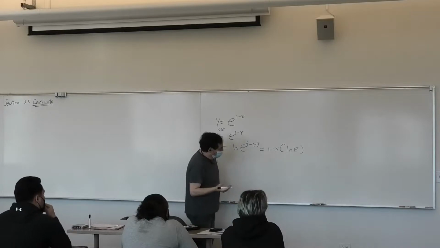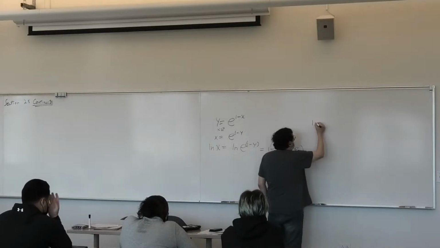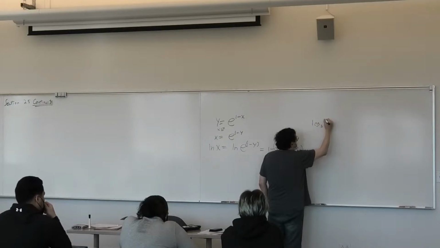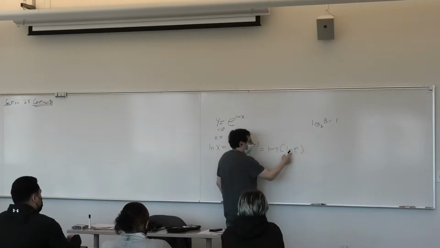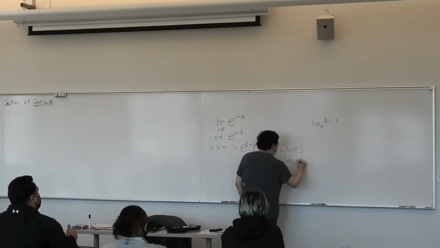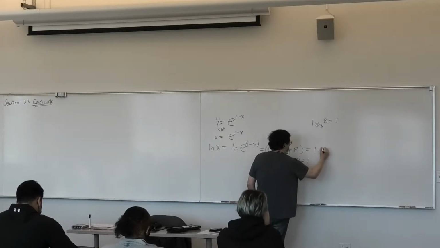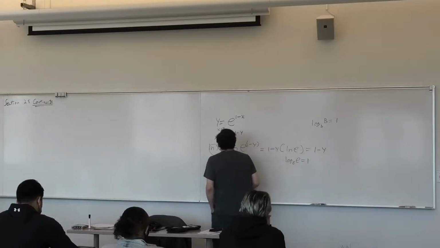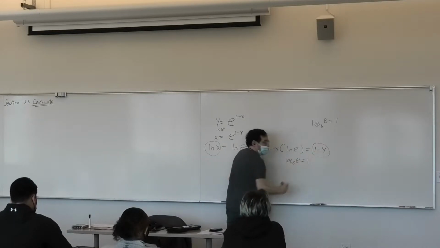I think I even mentioned this. It's good to know that the log to the base b of b is 1. Here we have natural log, which is the log to the base e of e, so this is 1. So we just end up with 1 minus y. So from here, I've got log x equals 1 minus y, and I have to solve for y.